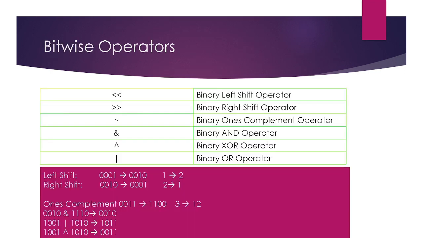Next is bitwise operators. Suppose I have a binary number. The value of this number in decimal is 1, right? So I have written 1 here.